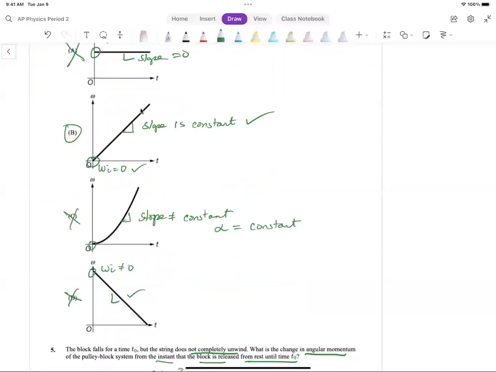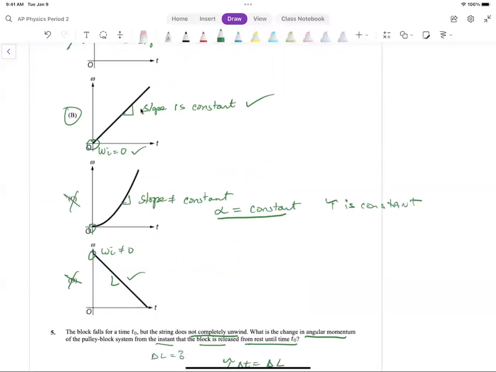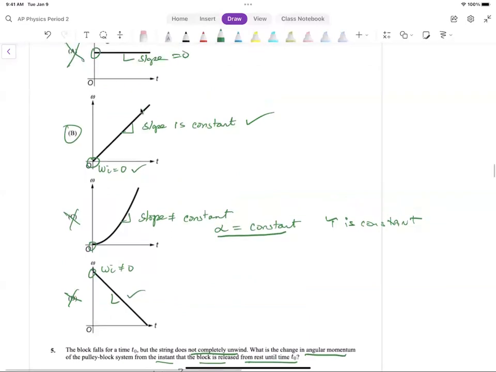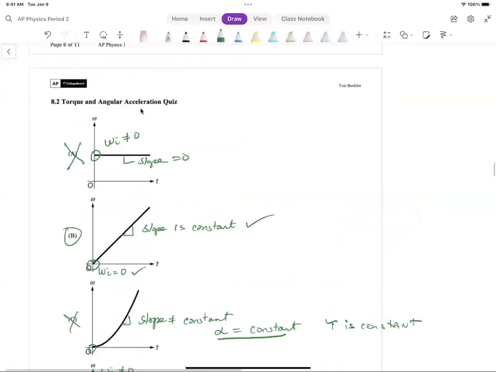Slope is not constant, and we should have a constant slope because the acceleration is constant because the torque is constant. So that is why C is wrong. D is wrong because the initial velocity is not 0. So that's B.